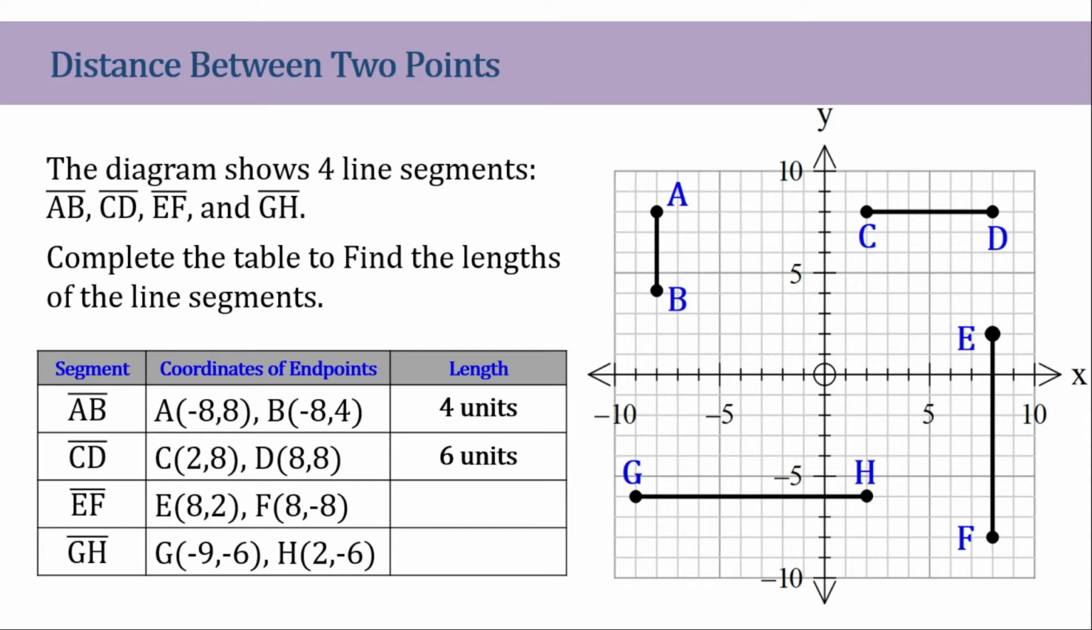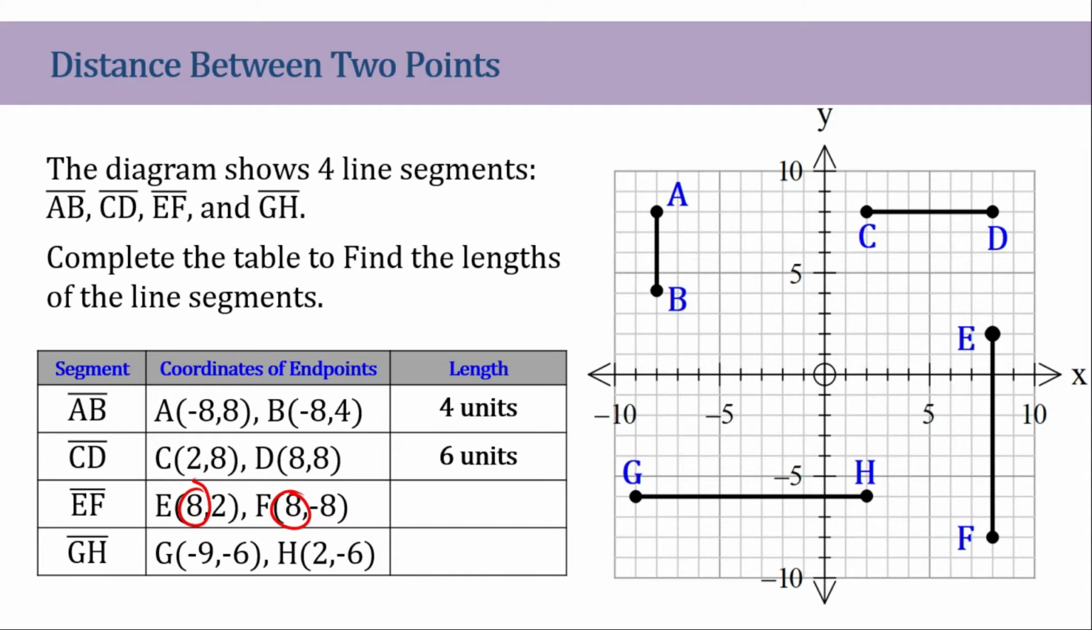Now let's consider the coordinate endpoints of the line EF. E has endpoints of 8, 2, and F has a coordinate of 8, negative 8. As you can see, EF has the same abscissa. If the endpoints of a line have the same abscissa, this line is a vertical line because they lie along the same x coordinate.